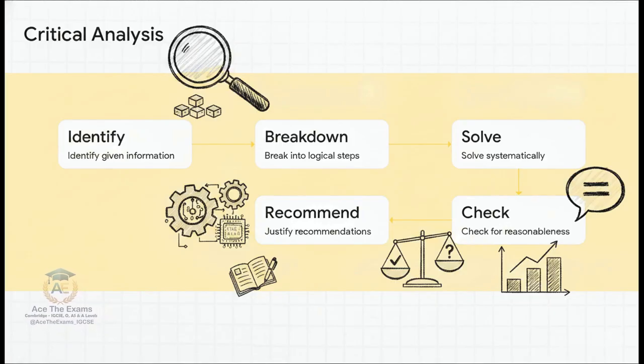Step 3, solve it systematically. Step 4, check for reasonableness. Does your answer actually make sense in the real world? And Step 5, make justified recommendations. This right here is where you compare approaches. This is where you tell the examiner, look, while a visual check is cheaper, double entry is highly recommended here because the data is incredibly sensitive and requires 0 transcription errors. You evaluate, you compare, and you justify. That is the secret to unlocking the very top marks in Cambridge computer science.